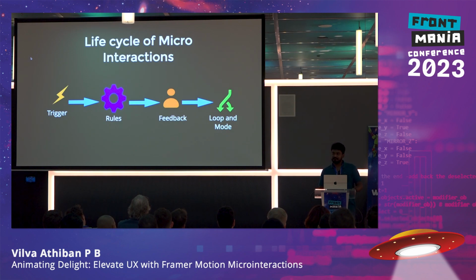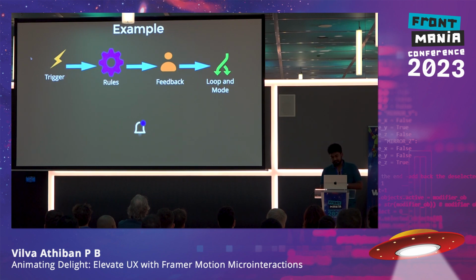Then the feedback. When the trigger is fine and the rules are in place and right, then we start executing the micro-interaction. And what does this micro-interaction give? It gives some feedback to the users, right? And finally, loops and modes. It can either continue doing the same thing infinitely and loop, or get into another mode. We'll see more about this with a small example.